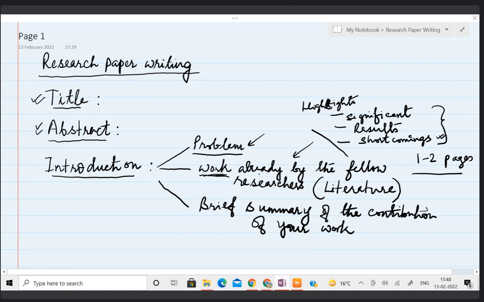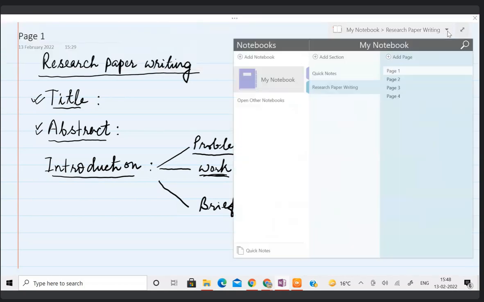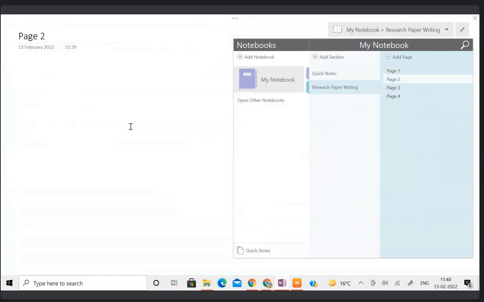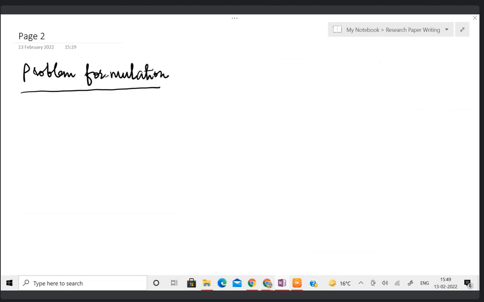Okay, then the third part is called the problem formulation. The third section of the paper should be about the problem formulation.